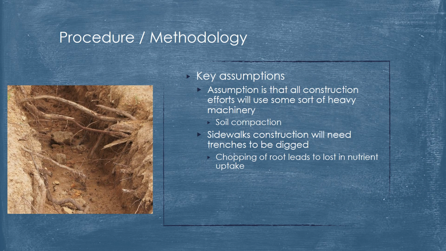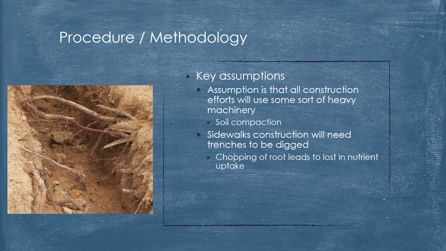So for key assumptions, we're going to assume that construction activities on campus are usually going to involve some sort of heavy machinery. Basically, this is a problem, especially around trees, because the use of the machinery can lead to soil compaction, which can kill the root system and prevent it from being used. The soil needs some sort of space. The pore space becomes so small that the roots themselves cannot absorb any nutrients or water.